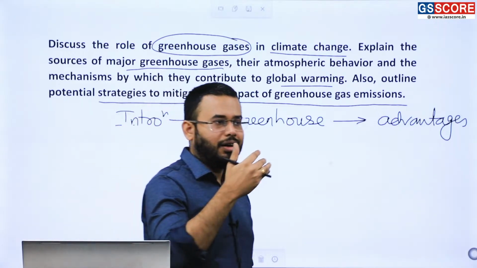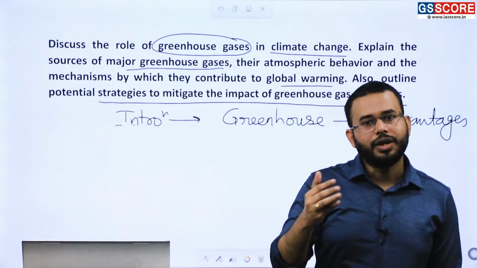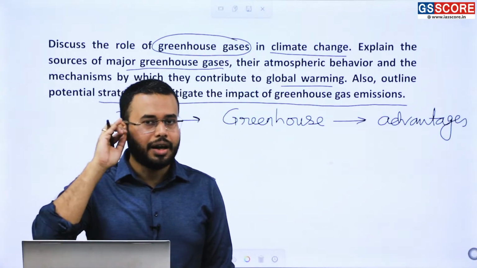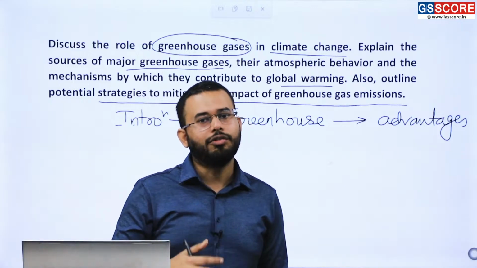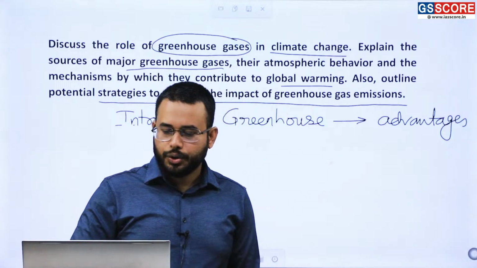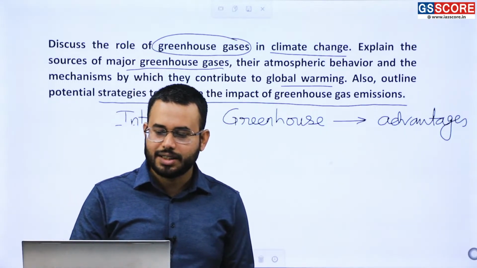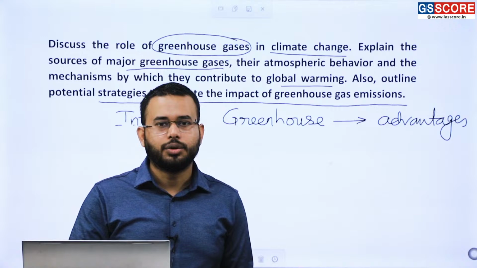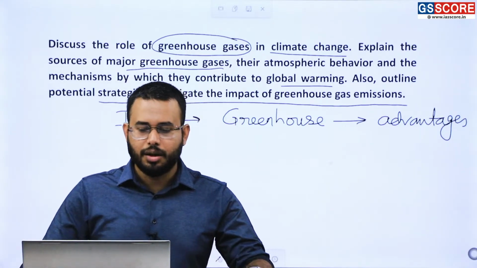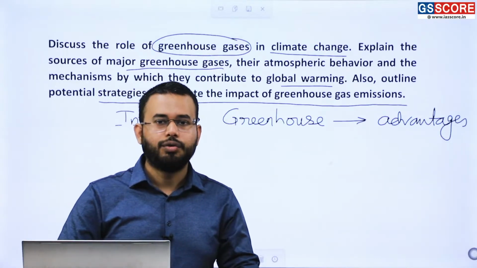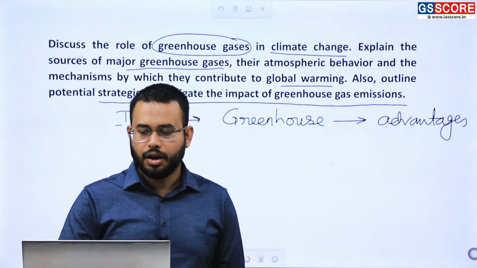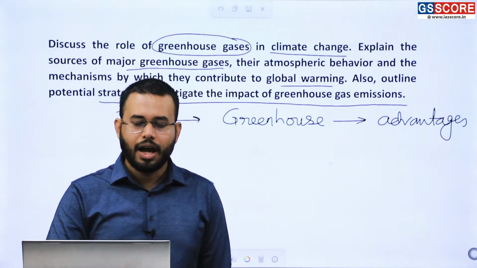But for sustenance of life, we require these gases in our atmosphere because it traps heat and helps in the sustaining of life, right? So after talking about that, you need to mention major greenhouse gases and their sources. So what are the commonly known greenhouse gases? Carbon dioxide, methane, nitrous oxide, fluorinated gases like sulfur hexafluoride, perfluorocarbon, hydrofluorocarbons, etc., and water vapor.